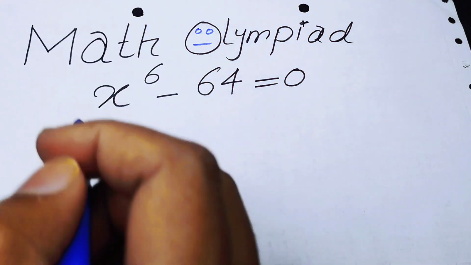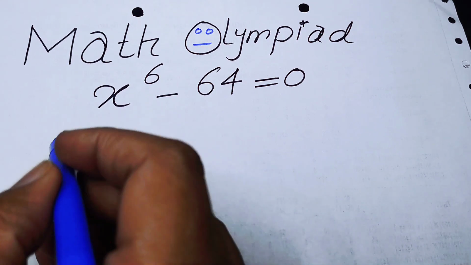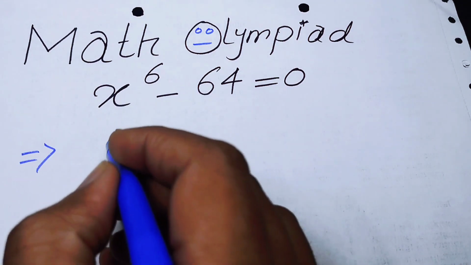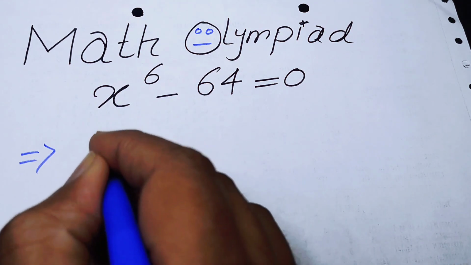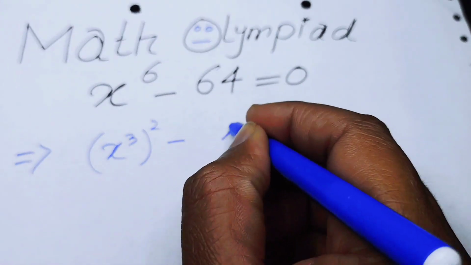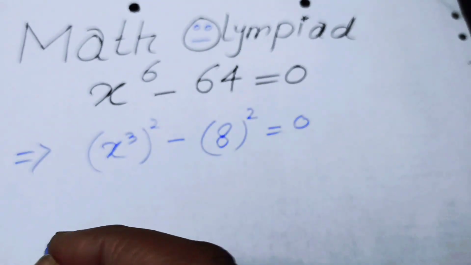In this video we are going to solve this nice algebra problem. So the very first thing we are going to do is write this expression as (x to the power of 3) squared minus, we can write 64 as 8 squared, is equal to 0.